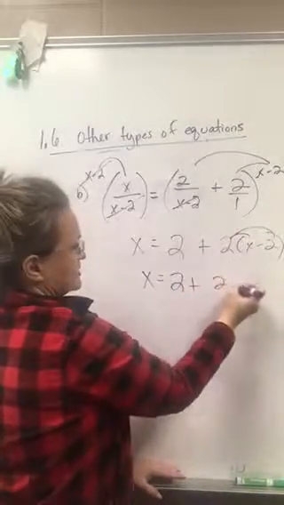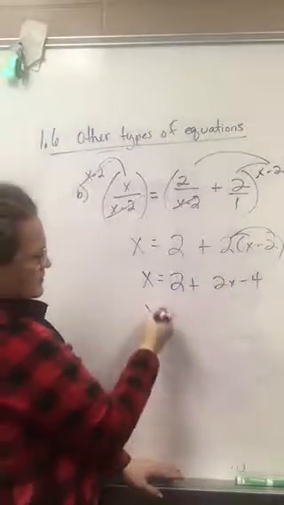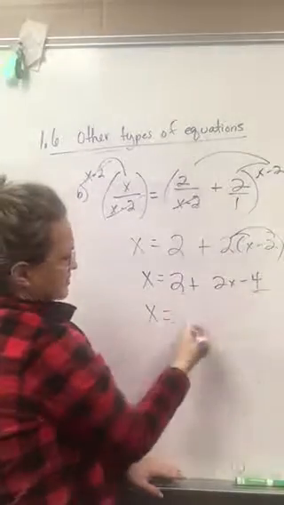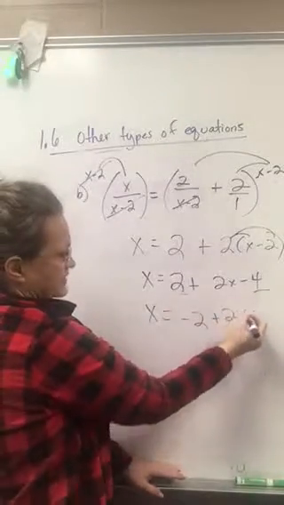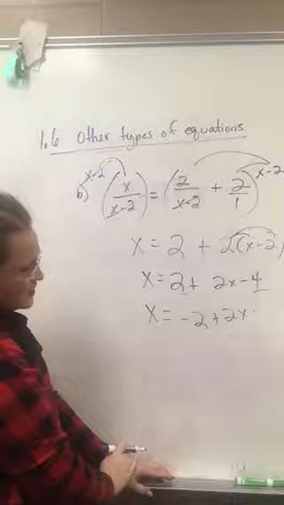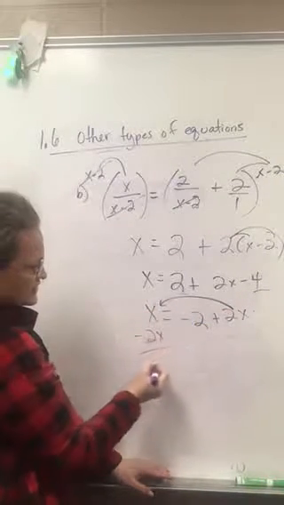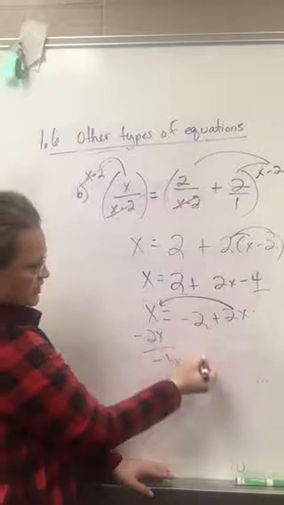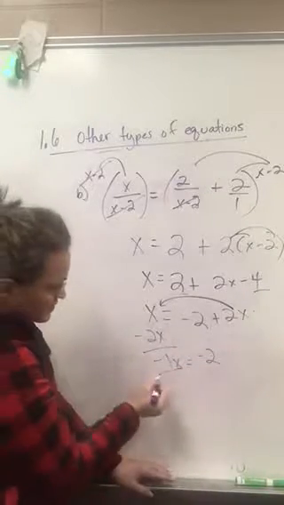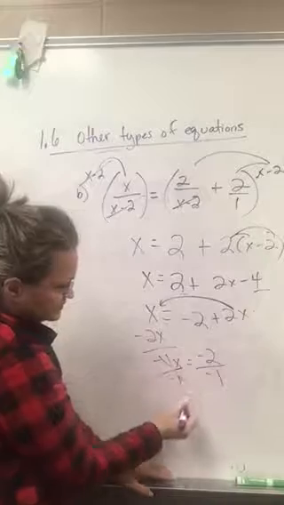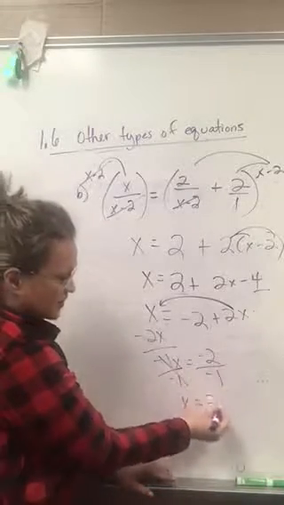Distribute 2x minus 4. 2 and minus 4 is negative 2 plus 2x. Let's see, I think I'll bring my 2x this way. x minus 2x is negative 1x. Bring down my minus 2. Divide both sides by negative 1. And x is positive 2.